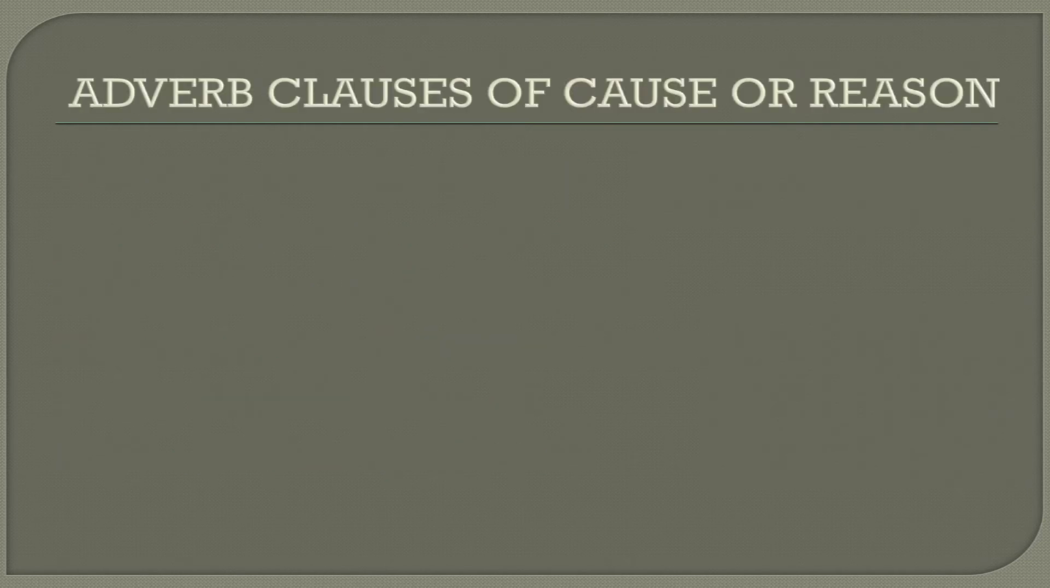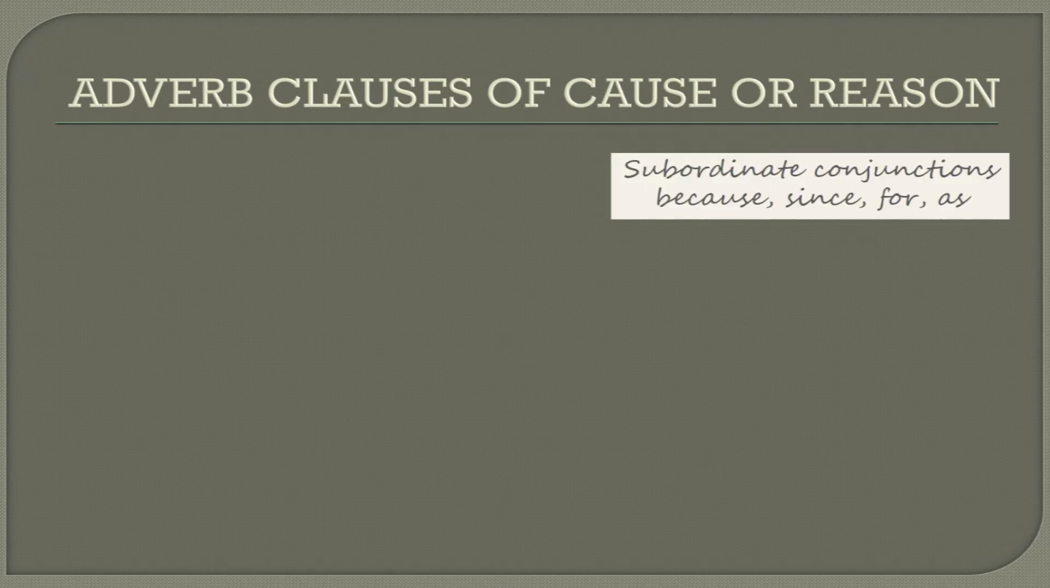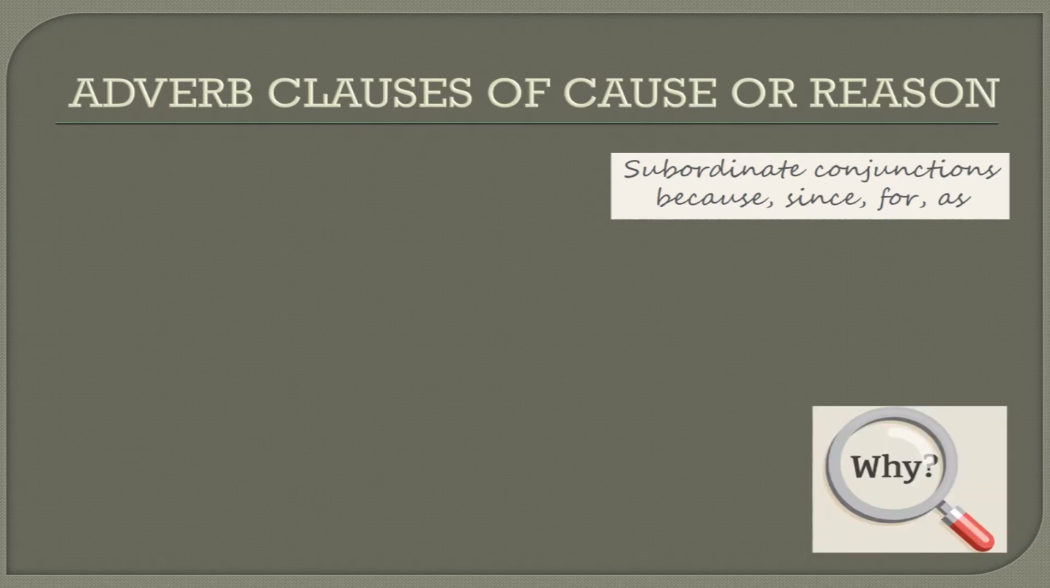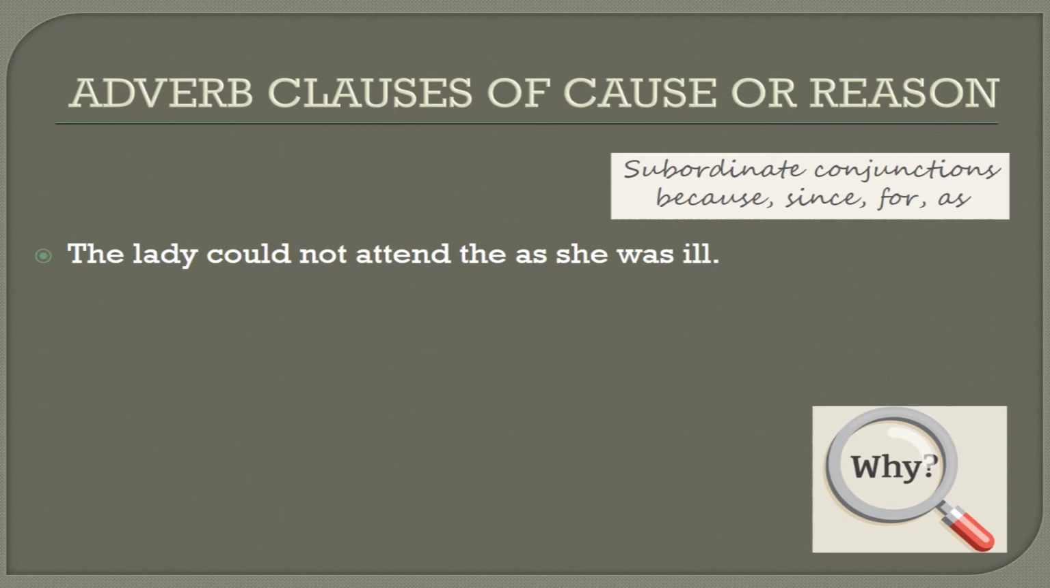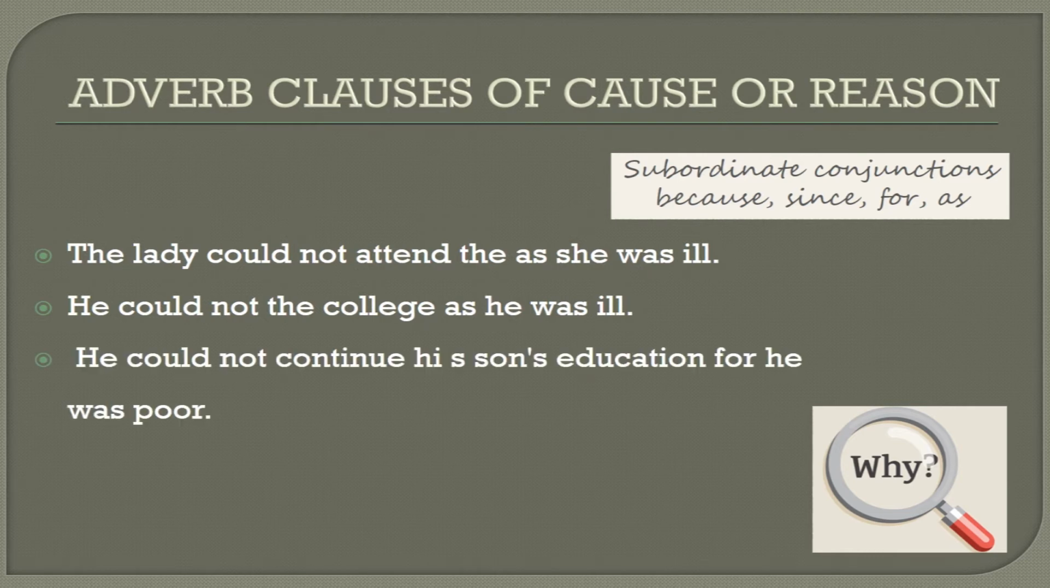Adverb clauses of cause or reason. They are introduced by the subordinate conjunctions because, since, for, as. They answer the question why. For example, the lady could not attend the function as she was ill. He could not go to the college as he was ill. He could not continue his son's education for he was poor. He could not take the test as he was ill.